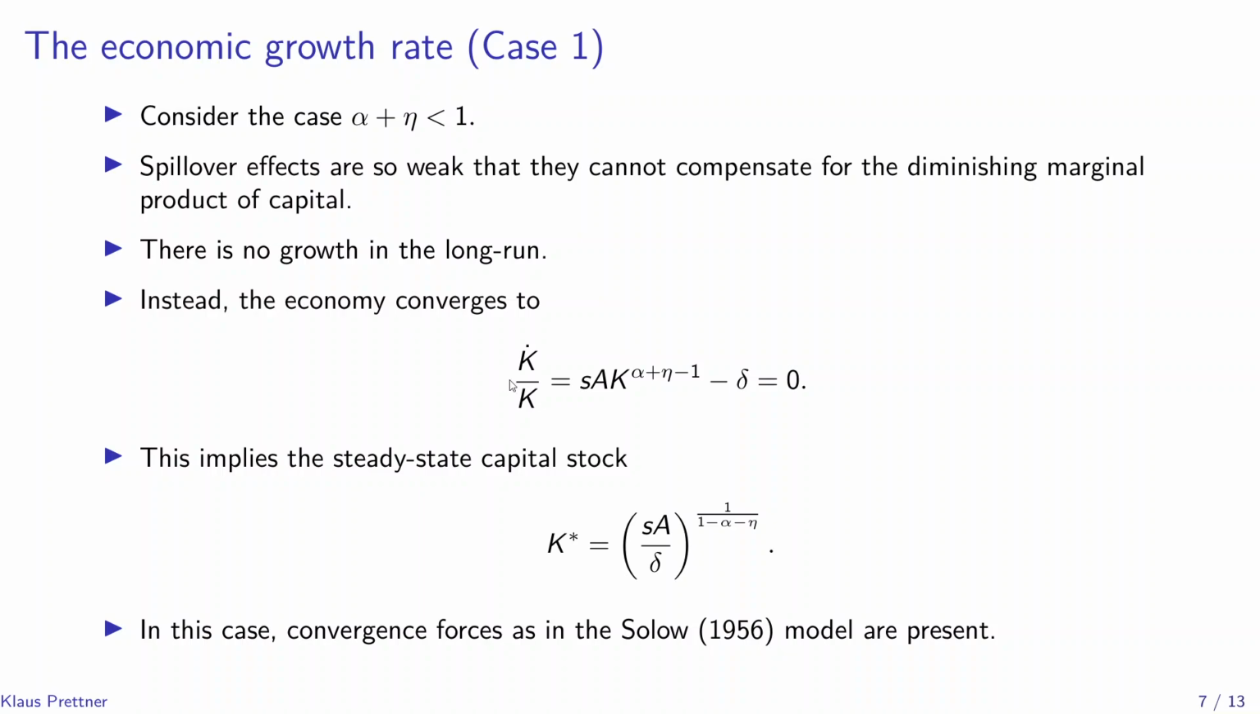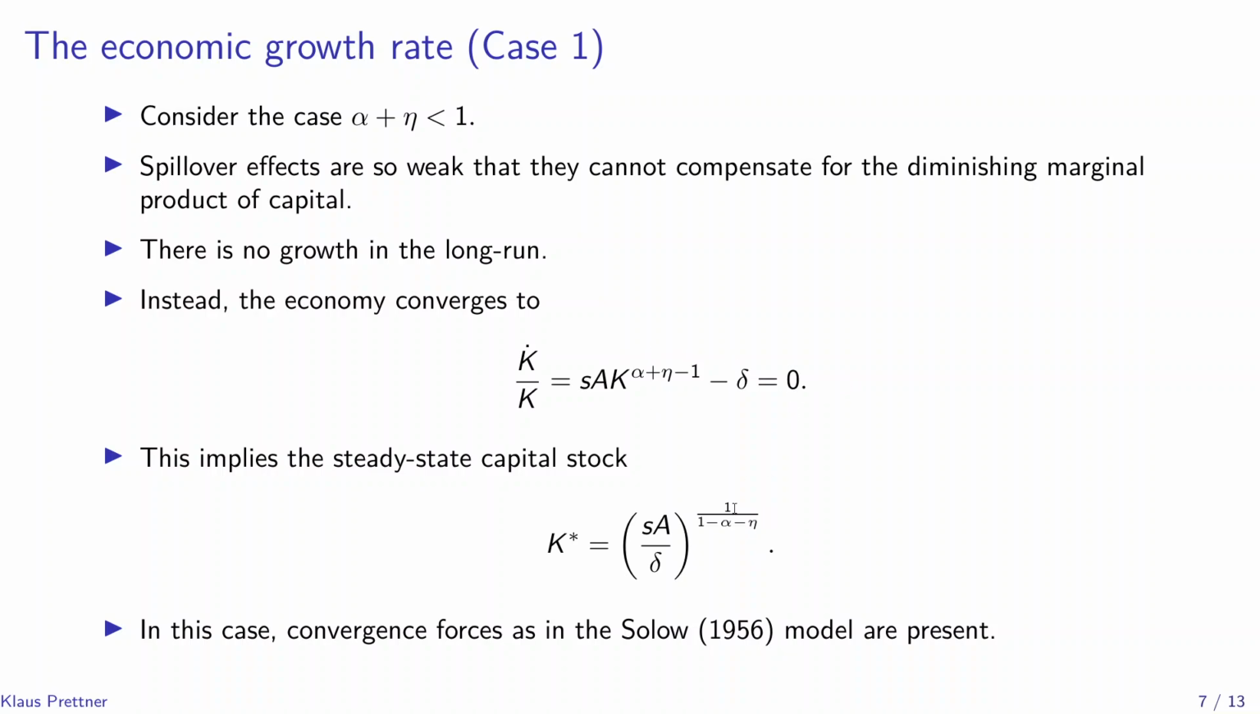Instead, the economy will converge to a steady state solution where capital accumulation ceases at some point. So we can set the capital accumulation equation equal to 0. So net investment at some point will be equal to 0 because we still have diminishing marginal product of the aggregate capital stock. If you solve this equation here for the steady state capital stock, then the steady state capital stock would be s times the productivity parameter A from here, divided by delta, because that's on the other side if we bring it there.